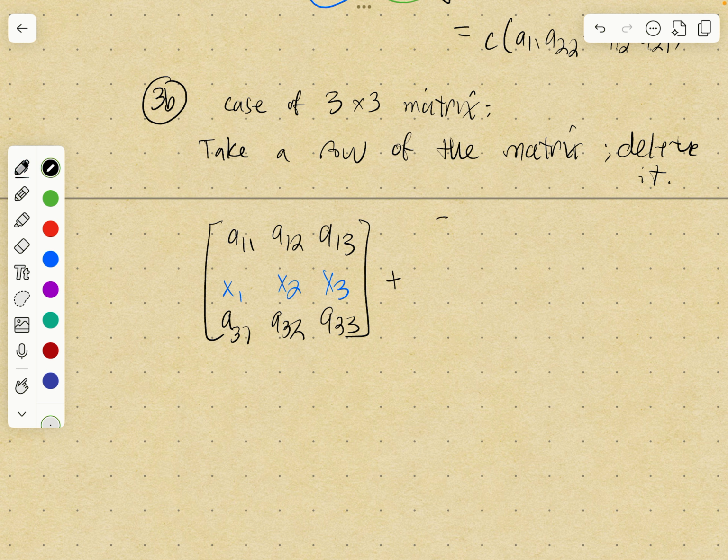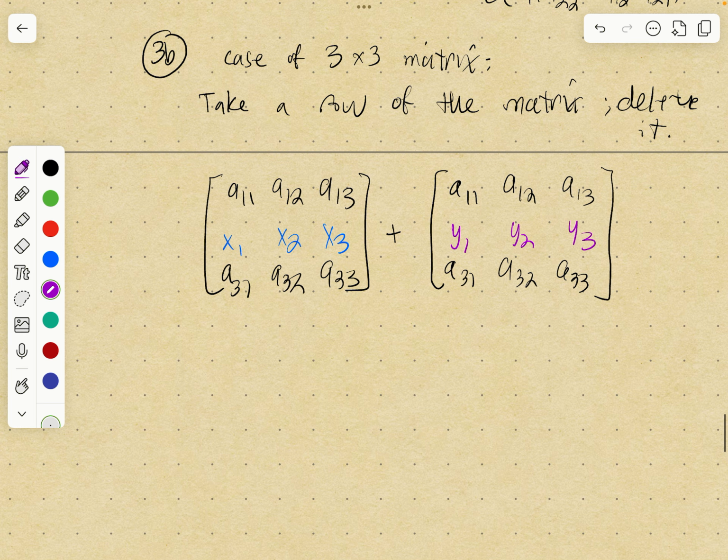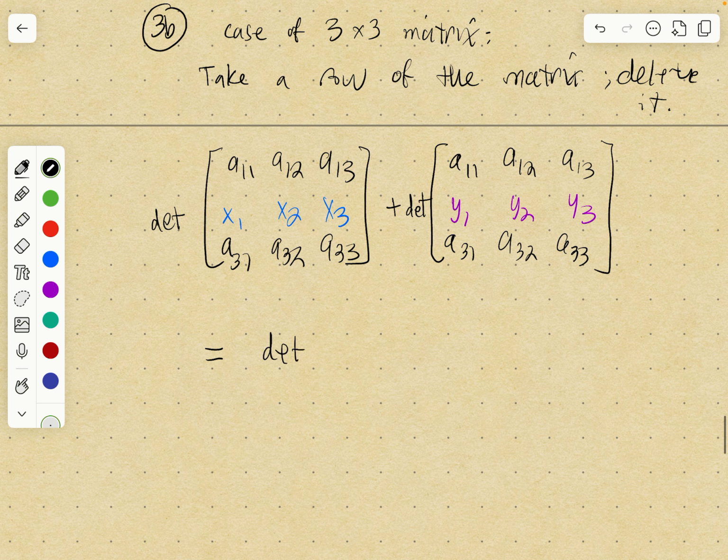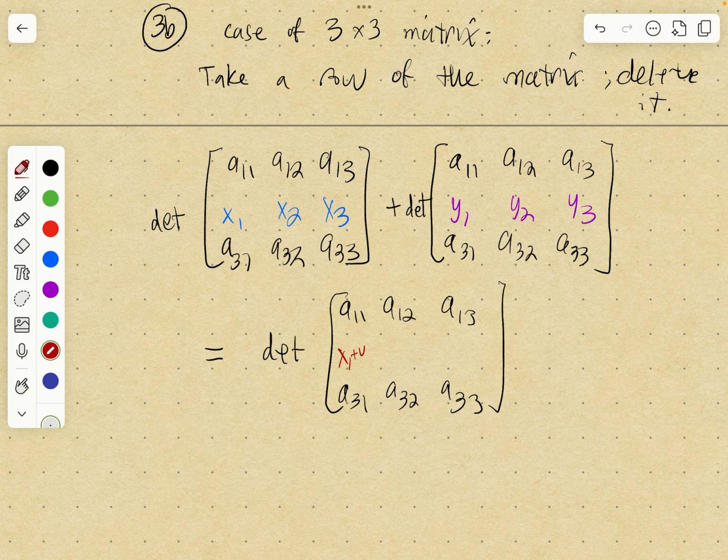And let's say you do the same thing and you pick different numbers. So like y1, y2, and y3. And then you take the determinant of each of these matrices and add them. Then what you get turns out to be the determinant of what you get if you stick in the sum x1 plus y1, x2 plus y2, and x3 plus y3.